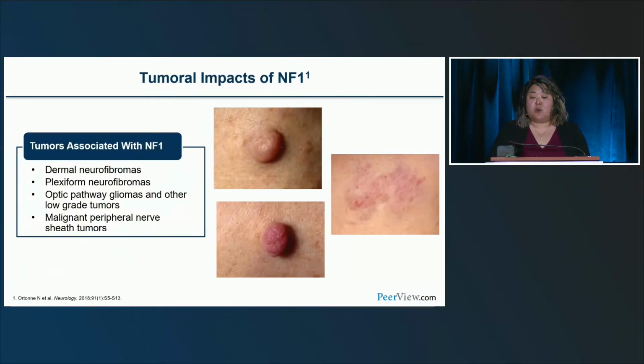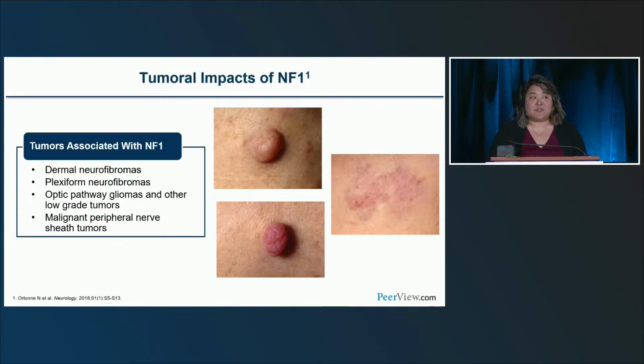And then moving closer towards our topic today of the tumoral impacts of NF1, I just wanted to highlight here some examples of dermal neurofibromas. These are cutaneous or subcutaneous lesions that we can see and are a hallmark of NF1. We are not going to be spending much time discussing these dermal neurofibromas. I will just hint and say that this is an active point of research and that hopefully we'll have great updates in the future about the treatment for these tumors.